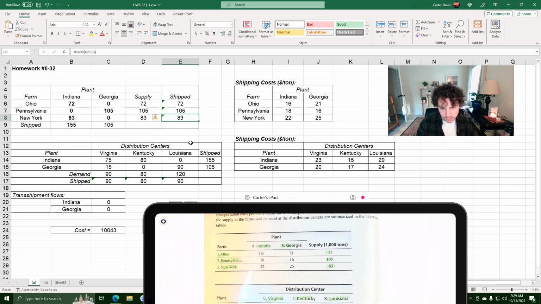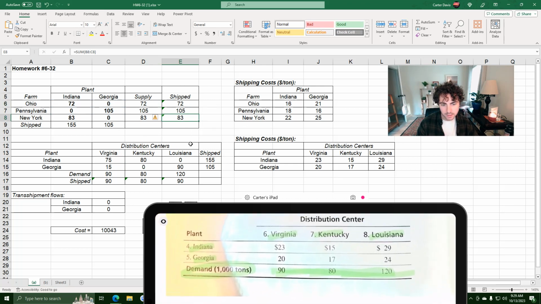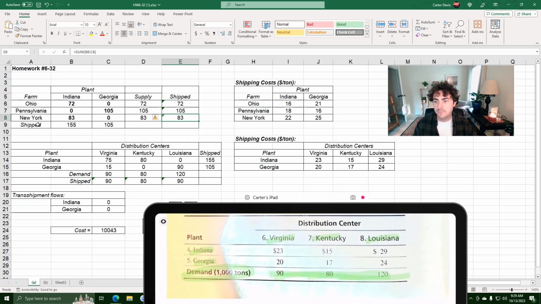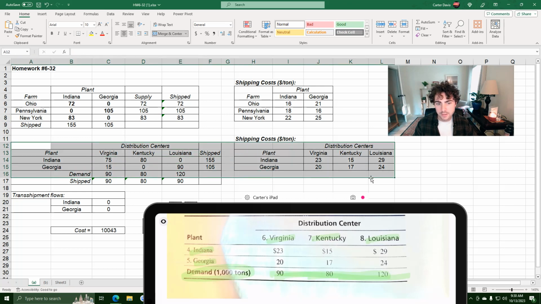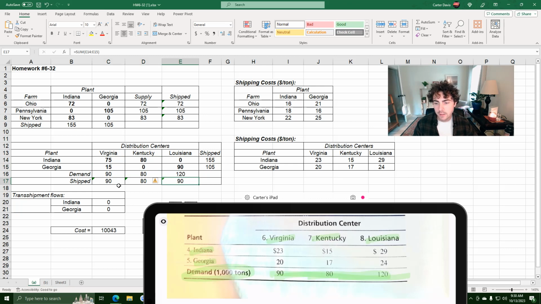And then the second chart, the second iteration, once it's gone from the farms to the plants, it then has to go from the plants to the distribution centers. So we're looking across here. The costs are given right here, 23 to 24, 23 to 24. The values they got from the solver, the actual solutions, are these that I've now bolded. However much is shipped to the distribution centers is just the sum of these columns. However much is shipped, 155 and 105.